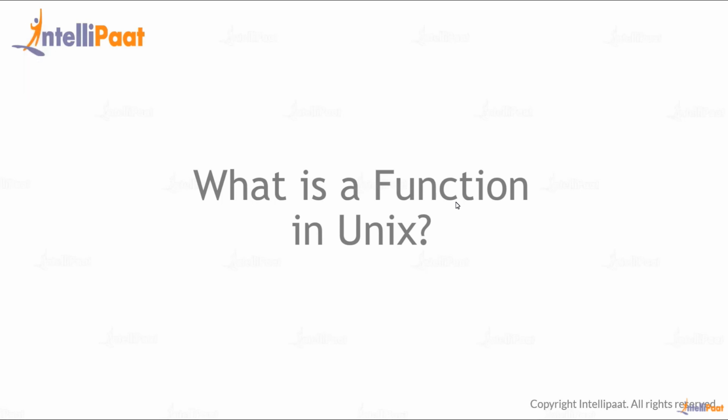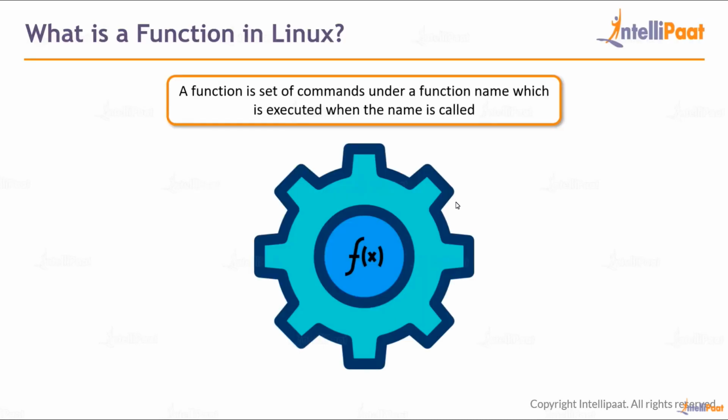So this is the second part of the fifth module, and right now we're going to start with what is a function in Unix. Okay, so a function is a set of commands under a function name which is executed when the name is called. So a function is basically again a set of commands under it.